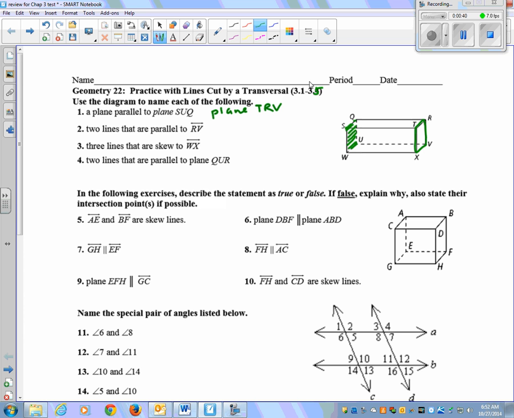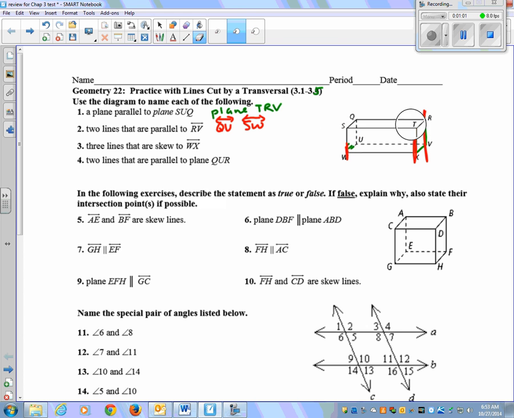Two lines that are parallel to line RV. Well, here's line RV. Parallel to that would be any of these that are standing straight up. So QU, SW, any of those. What was this one, TX?